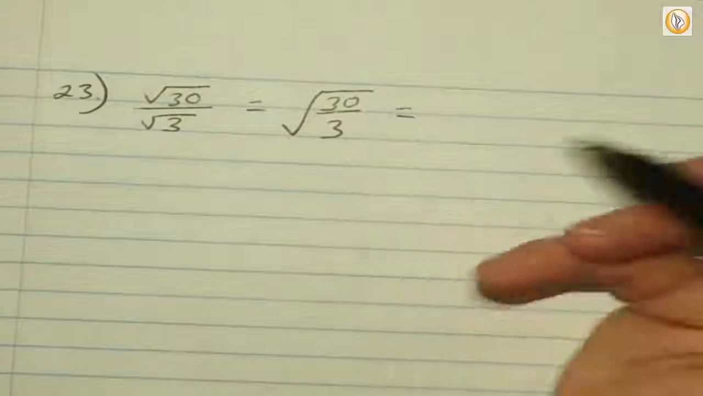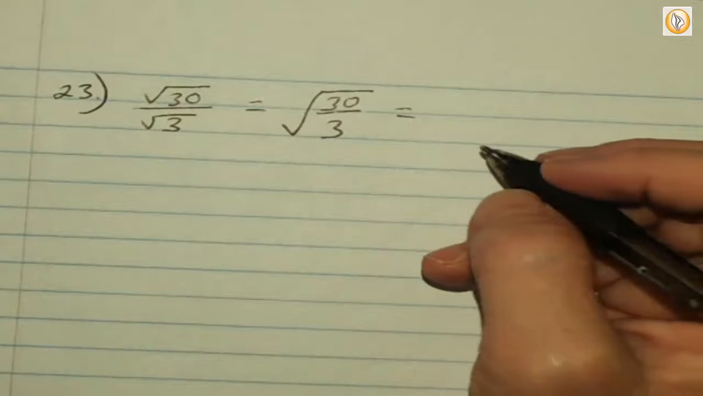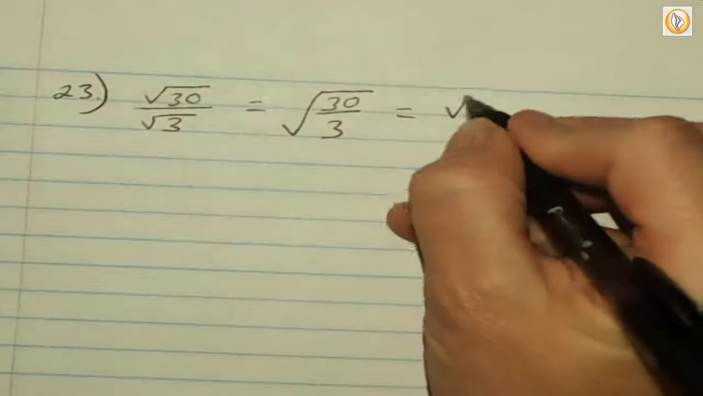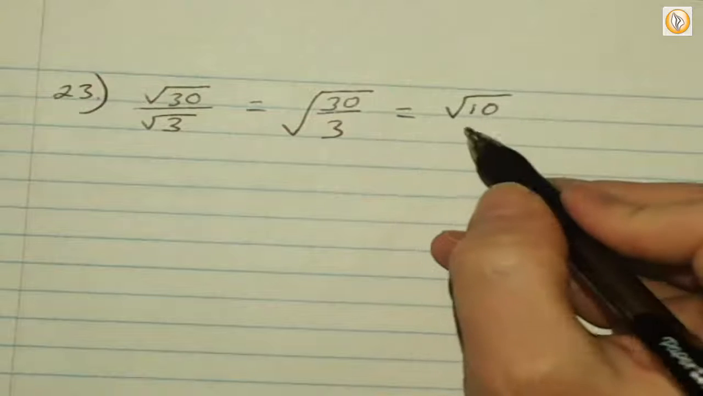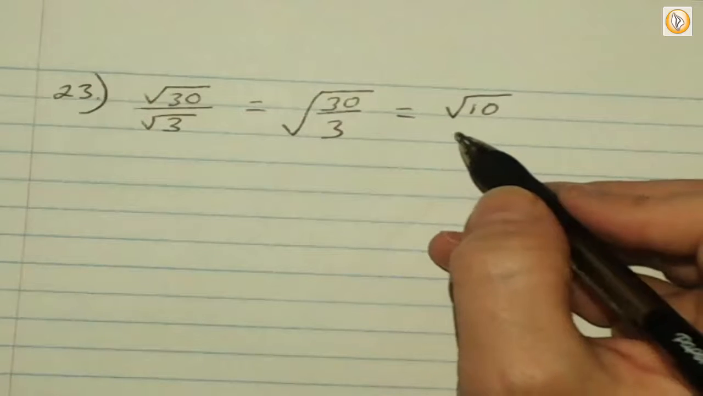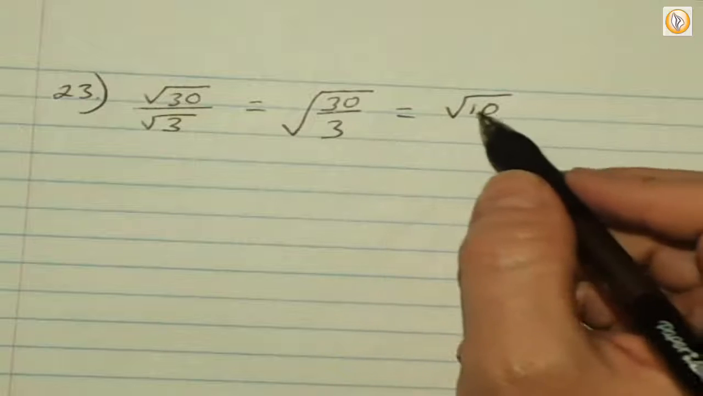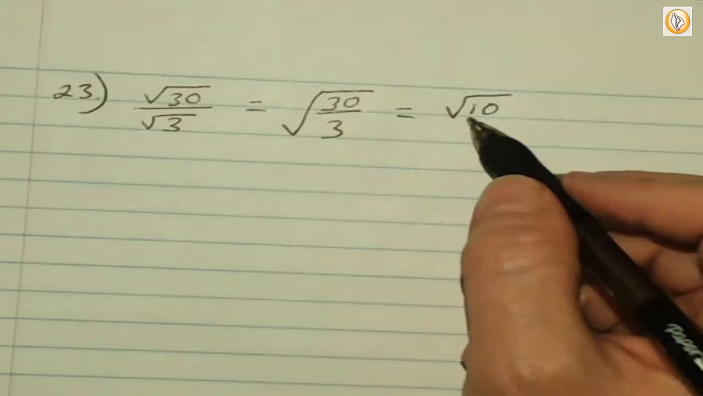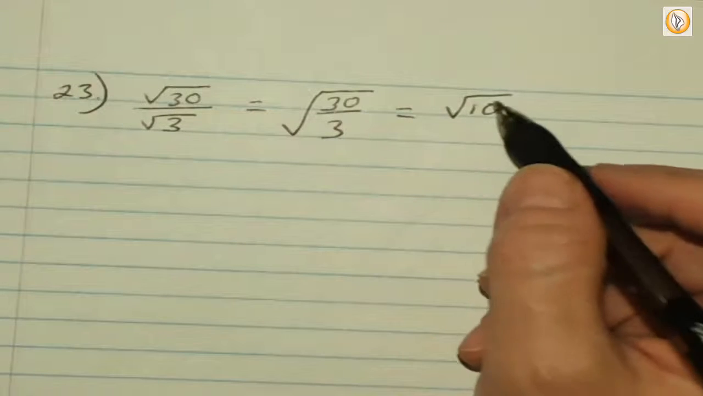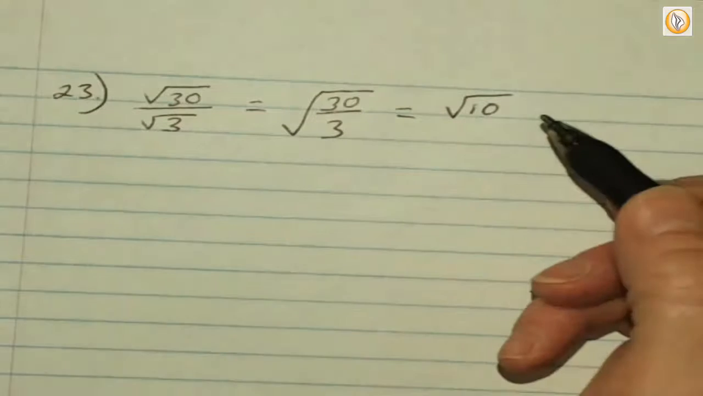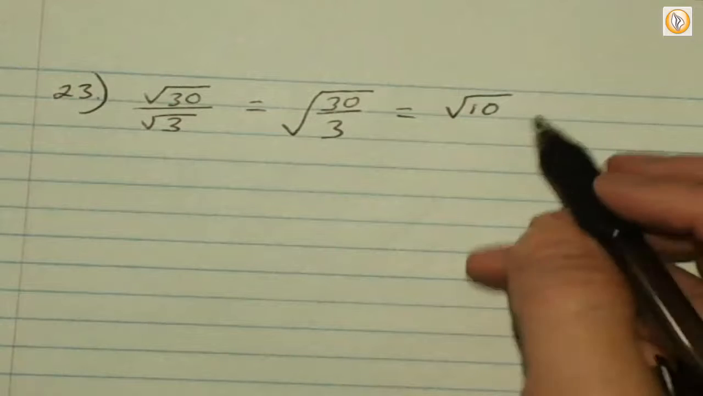30 divided by 3 is what, Aiden? 10. Very good. Guys, it's still under the radical sign. Remember, you can't get rid of the radical sign yet. Just because you divide it doesn't mean it disappears. I guarantee people in here are going to do that. You cannot get rid of it unless you square it and do all kinds of stuff.